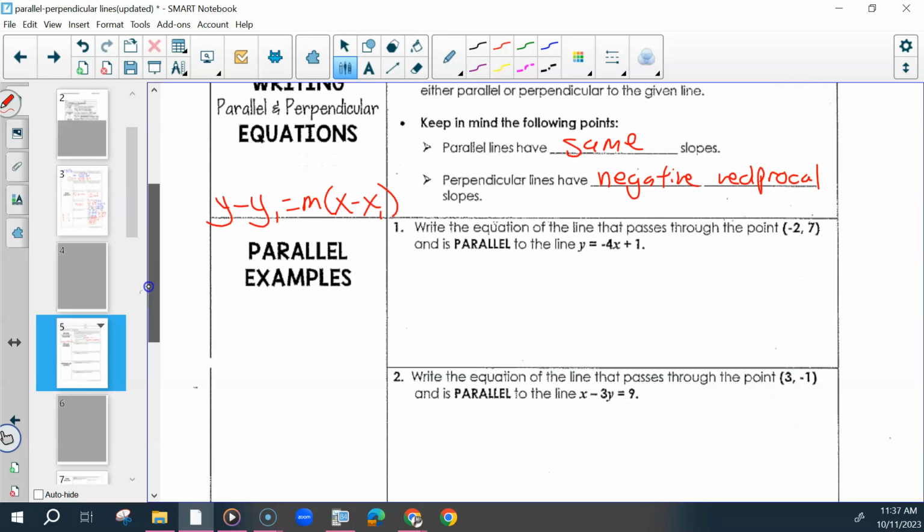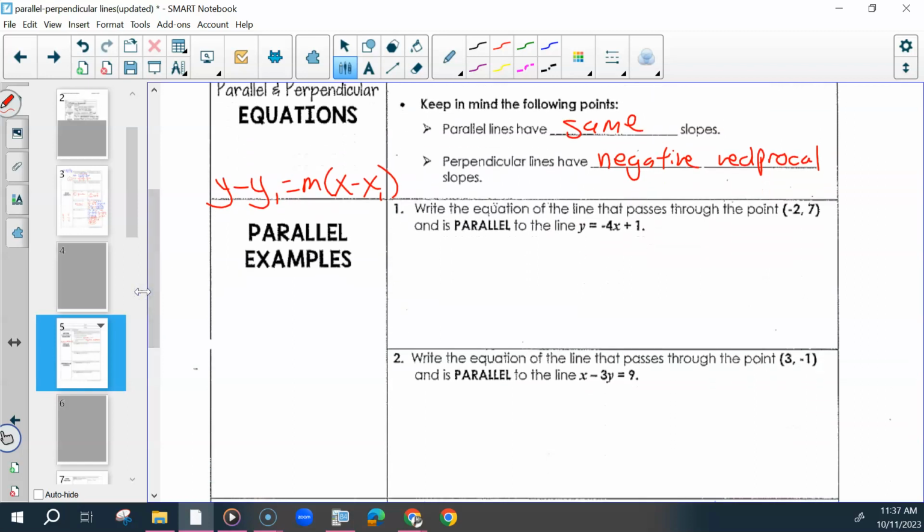So for number 1, we have our point. That's going to be our x1, y1. This is parallel. So if it's parallel, the slopes have to be the same. If you want to write this as a side note, you can. The slope has to be the same. They give us some equation. We're going to completely ignore the y-intercept that they give us. Cross it out, scratch it out, something. You don't need that number at all.